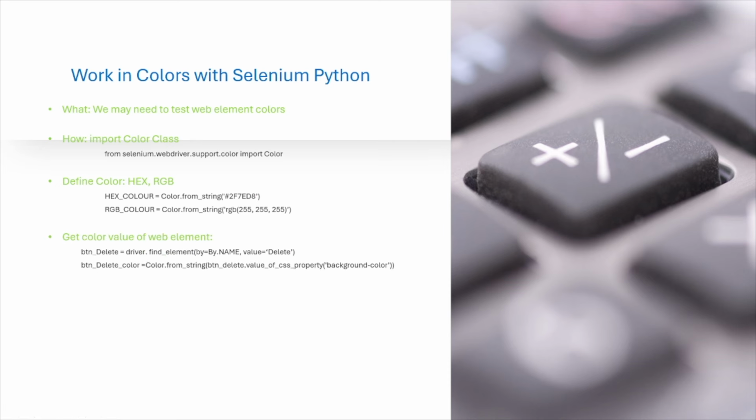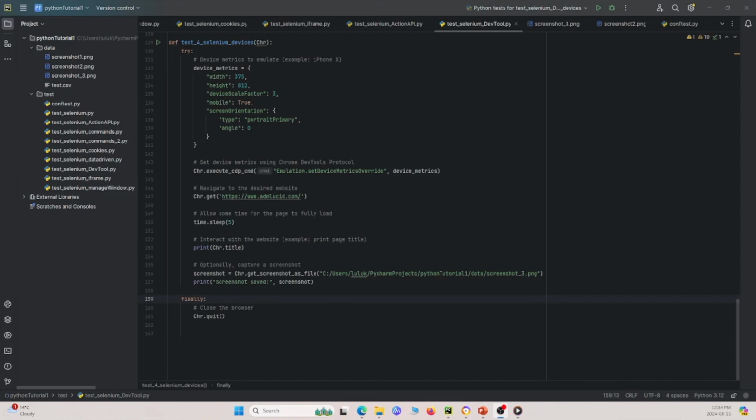To get a color from an element on a website, you can, for example, use what I have right here. First, you find the element by its name or value. Then you use Color.from_string on that element, and you find the CSS property background-color. Then you can assert whether this color is the same as the color you defined earlier.